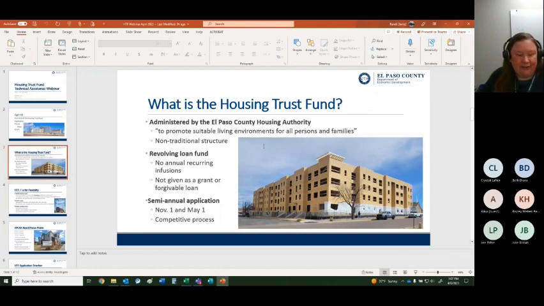I just want to point out that the trust fund did receive $2 million last year out of the general fund for El Paso County. That was a one-time thing, and we don't expect it to happen again. So that money has to be revolving, has to be paid back. Our application cycle, we have 2 applications per year. So we take those things on November 1st and May 1st. So of course you're here to hear about the May 1st application. And it is a competitive process because there's only so much money, only so many things we can do with it. So it is very competitive.